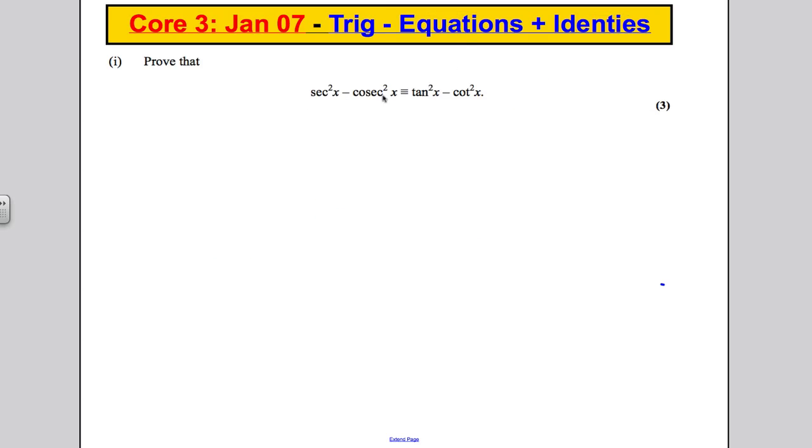For this one here, we want to prove the following. Well, I would always, when I see a sec squared and say a cosec squared, I might use the identities that I know, namely that 1 plus tan squared x is sec squared x.